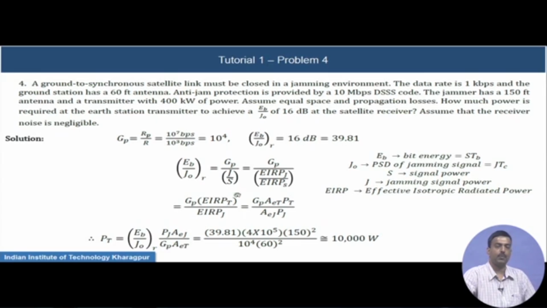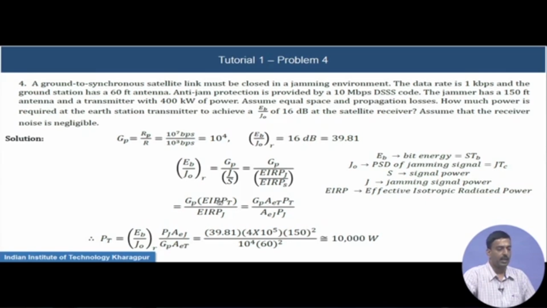Antenna gain in turn is proportional to the effective aperture of the antenna. Here A_ET is nothing but the effective aperture of the transmitting antenna at the ground station, and A_EJ is the effective aperture of the antenna at the jammer. Of course, while making this assumption that antenna gain is proportional to the effective aperture, we assume that both the transmitting station as well as the jammer have the same wavelength.